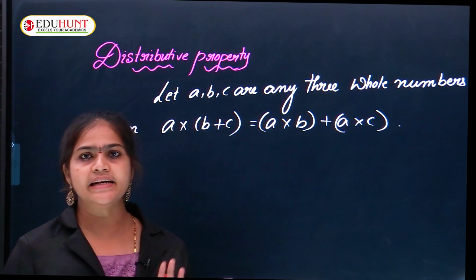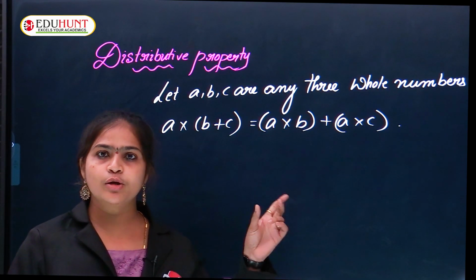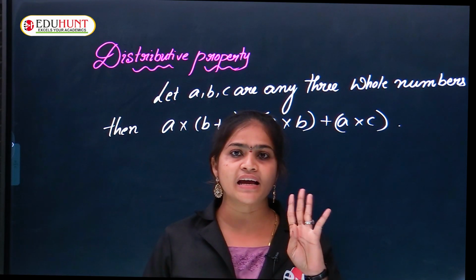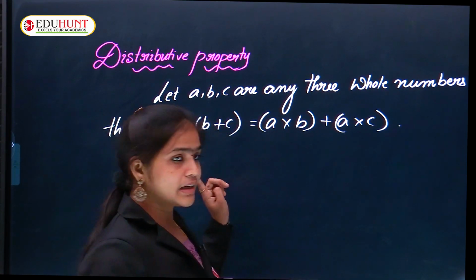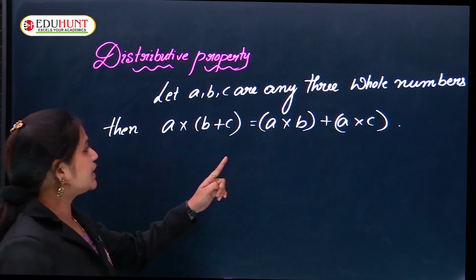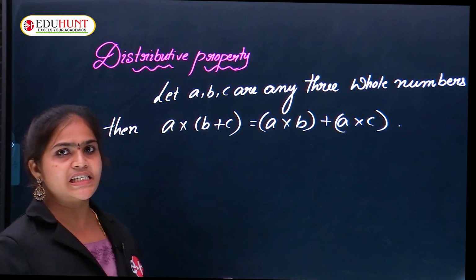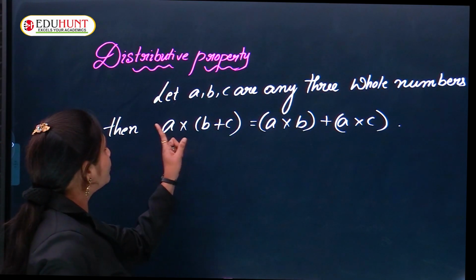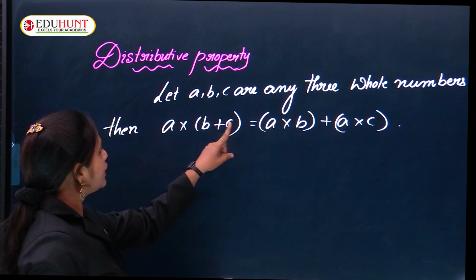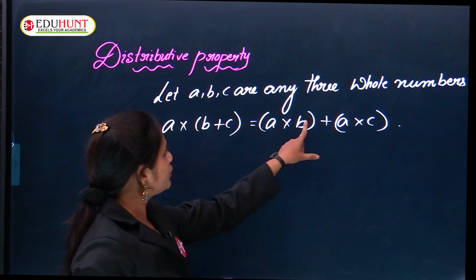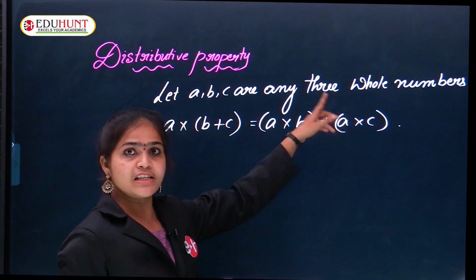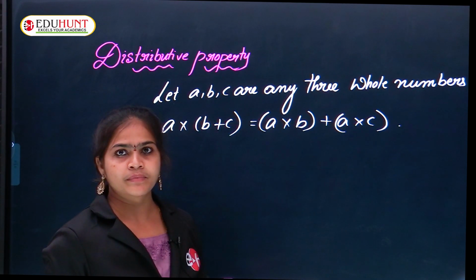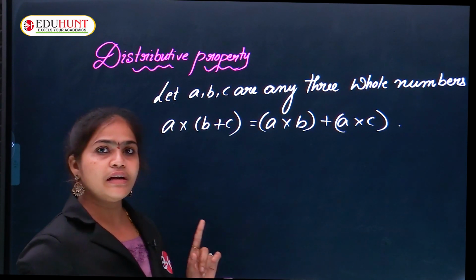Understood? Only one condition is there. For the commutative property, closure property, associative property, we have four kinds of conditions, no? And here we have only one condition, that is under addition. Now say A into B plus C is equal to A into B plus A into C. Just say that A distributes with B and C. That's why this property is called the distributive property. Once I will tell you one example.